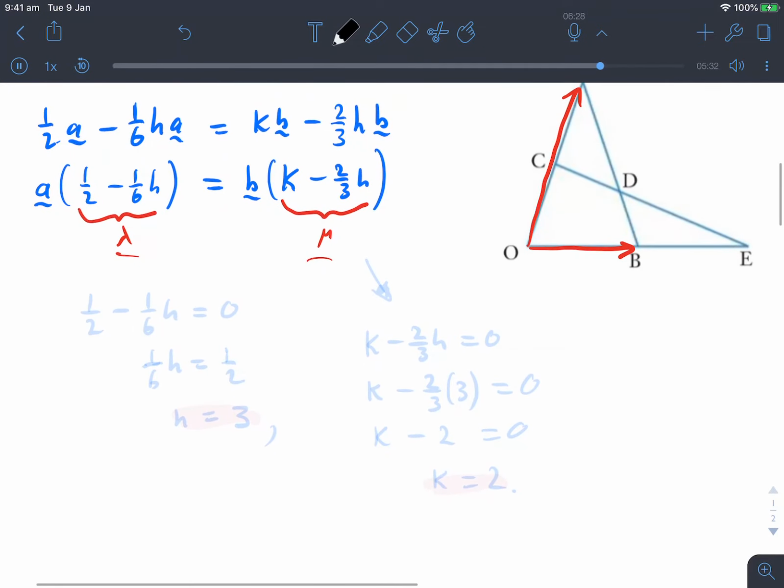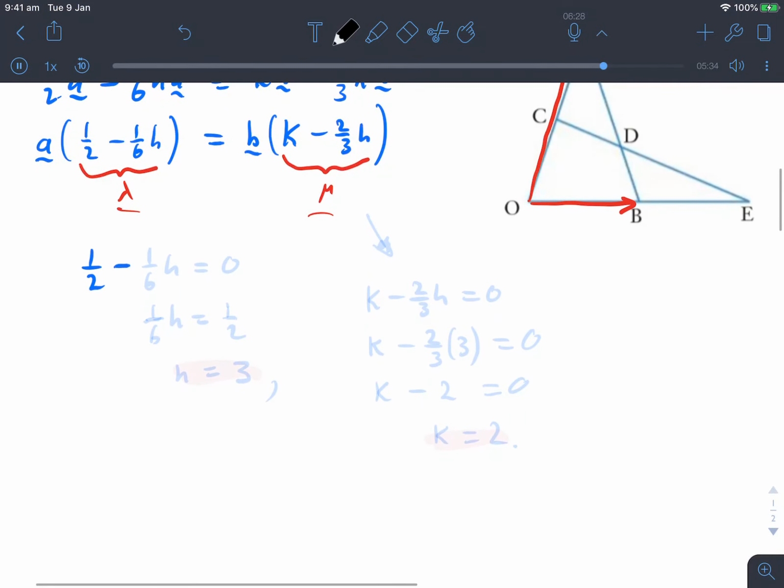That allows us to solve pretty easily. So we've got half take 1/6 h equals 0. We end up there with 1/6 h equals a half, and we'll get h is equal to 6/2, which is equal to 3. That one's done.